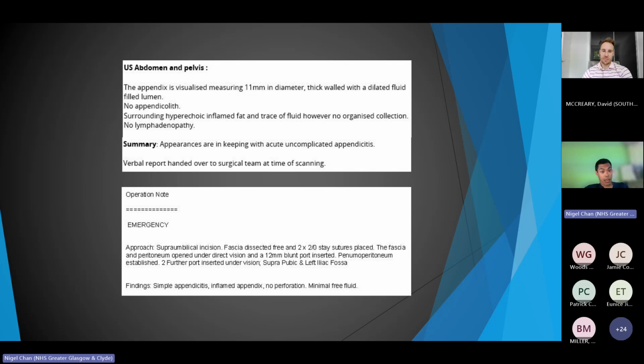So he went on to have a formal radiology scan, which said the same thing that I had seen, and he got his appendix taken out when he had appendicitis. That's the long and short of it.